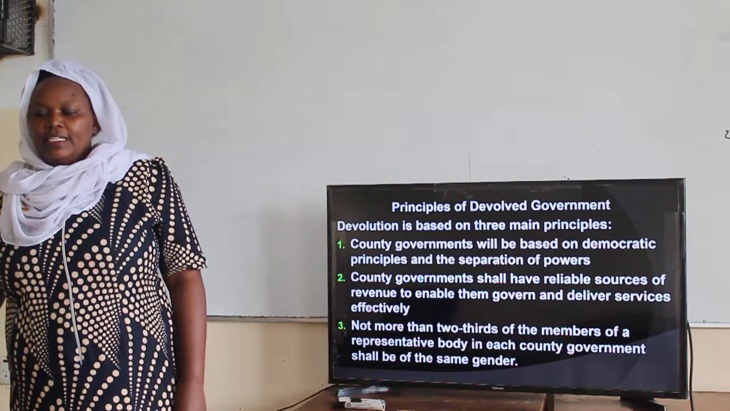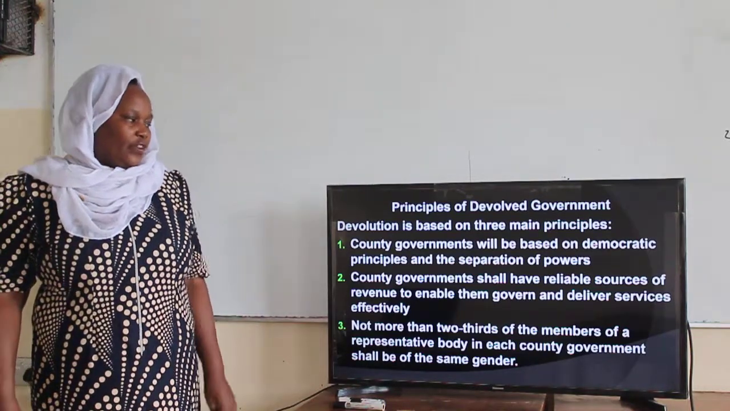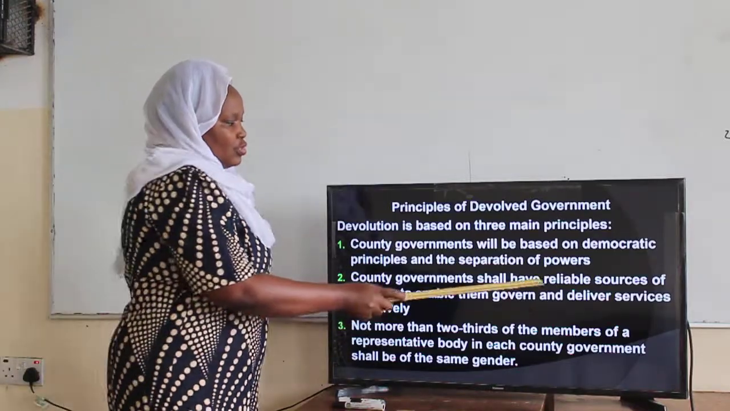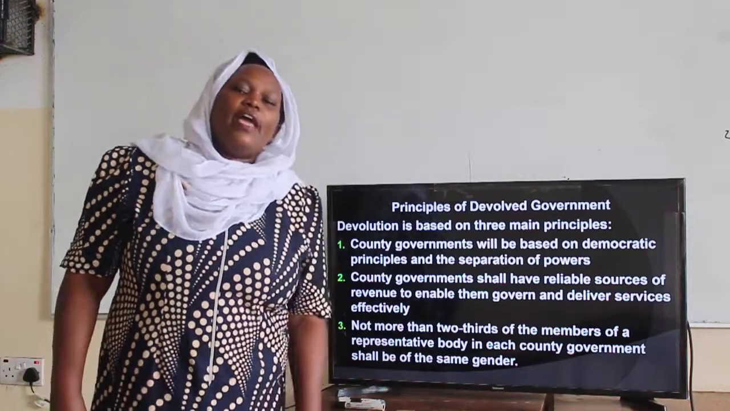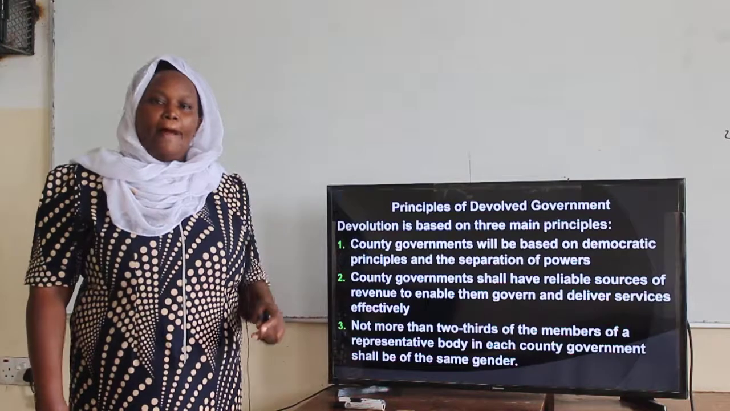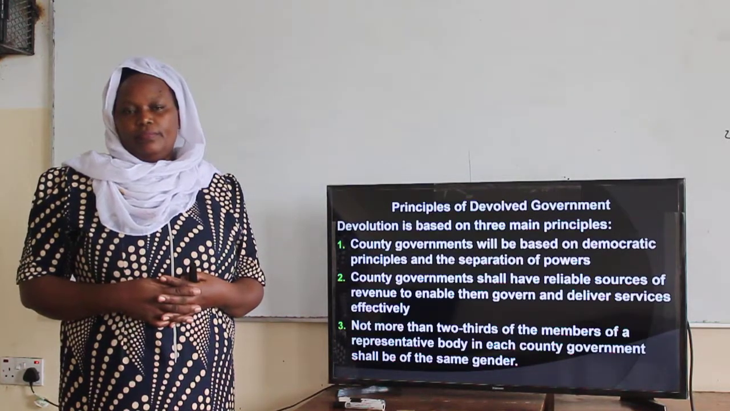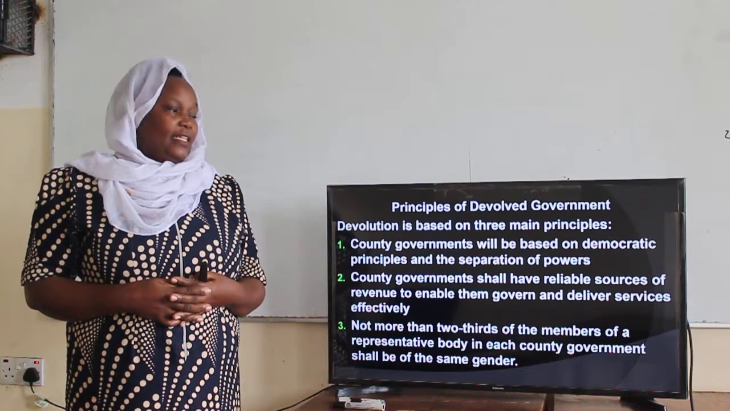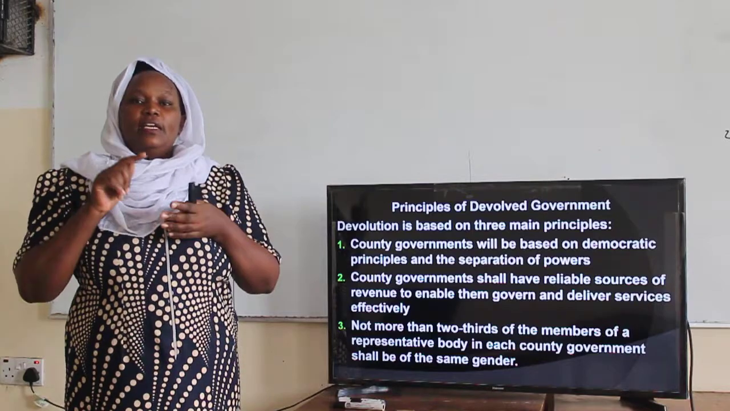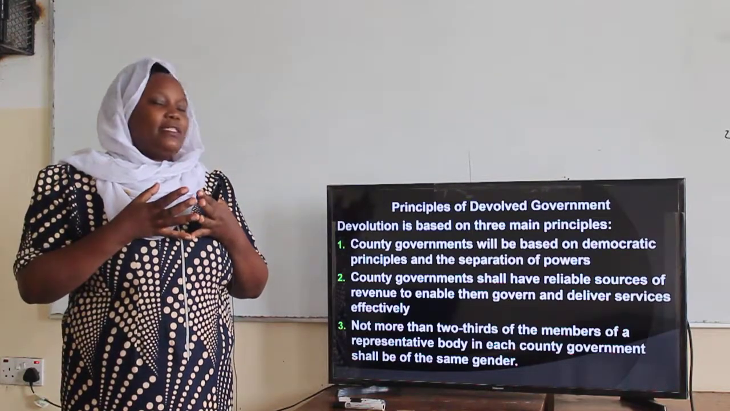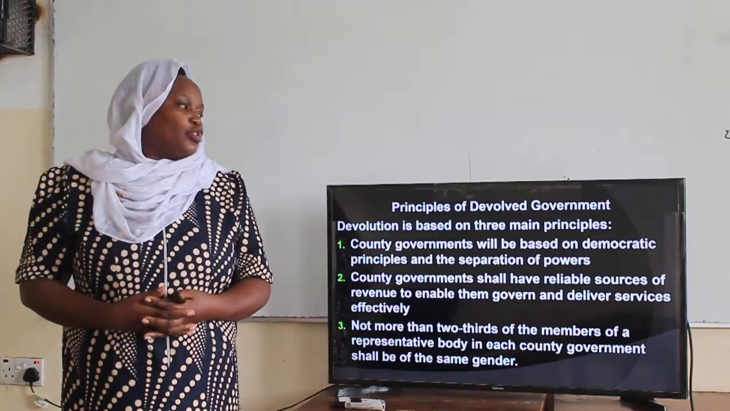Principle number two is that county governments shall have reliable sources of revenue to enable them to govern and deliver services effectively. When I talk about reliable sources of revenue, that's when some ask me the question, where will they get it? They have to come up with ways of getting money, ways of raising revenue. You know, the 15% that they're getting from the national kitty is not enough. Look at a county like Mombasa. They have so many services that they are supposed to offer. They were told to take care of the nursery schools, take care of the polytechnics, take care of the KMTC, take care of the nurses. You find all these departments need money. And that little money they are given cannot be enough. And therefore, they are supposed to raise their own money.